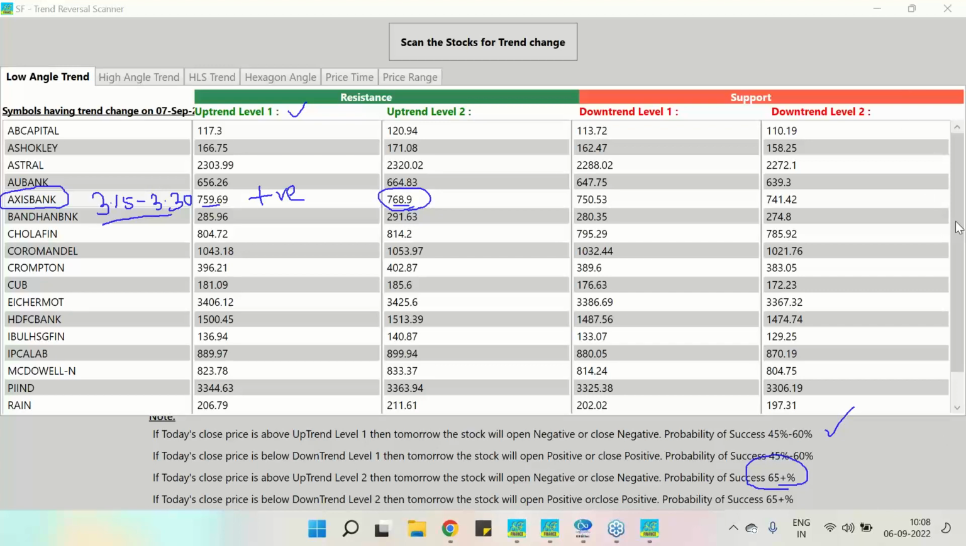Vice versa, if it is closing at the 750 level with a negative closing, you can expect a 60% chance that Axis Bank will give a positive opening or positive closing. However, if the close happens around 741, the chances of trend reversal also increase above 65%. So this price analysis we have added along with that. This is the scanner which will give you a lot of stocks that have the trend reversal day falling on the next day. This is also a part we are having.